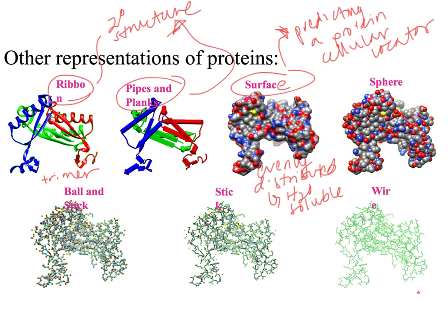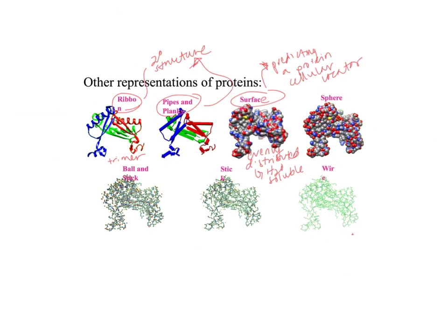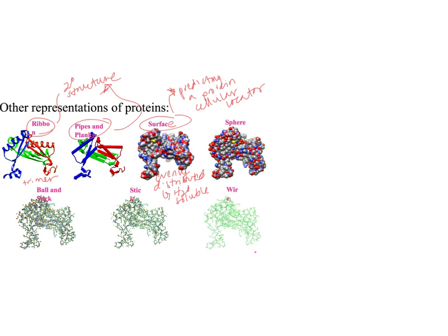The other thing that you can see in a surface is you can find pockets where the active site might be, the active/binding site.